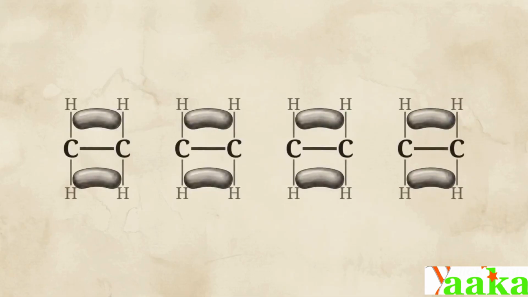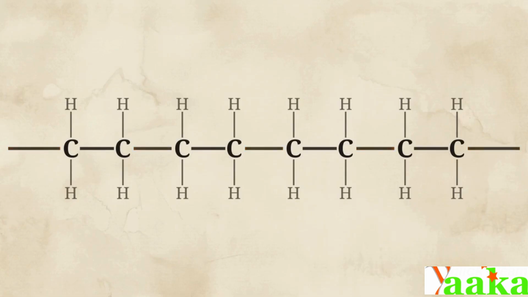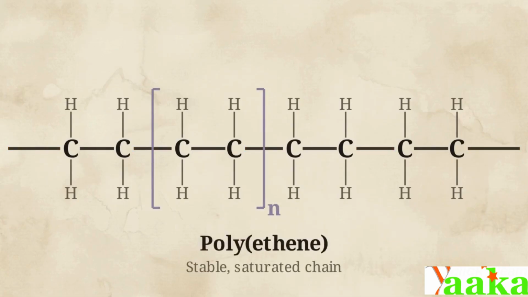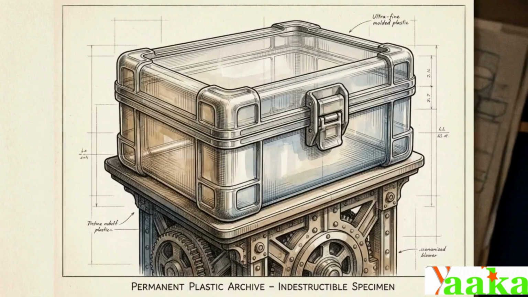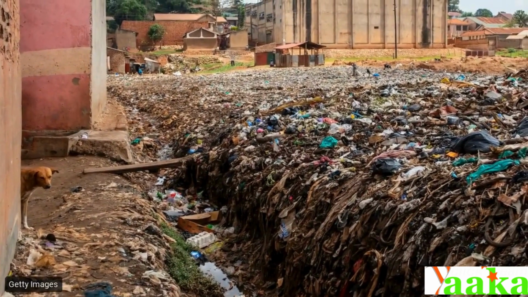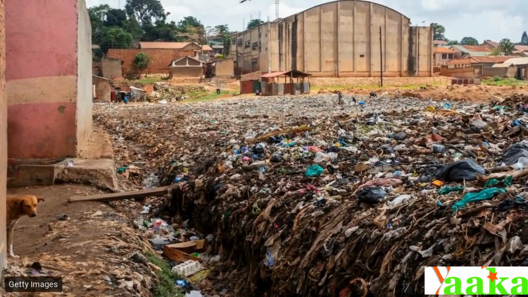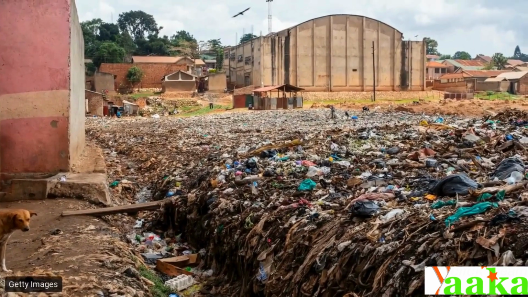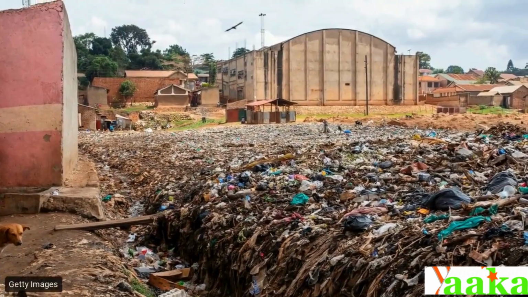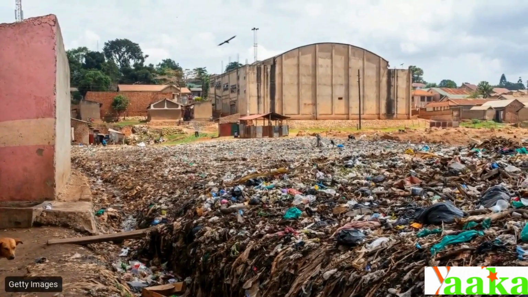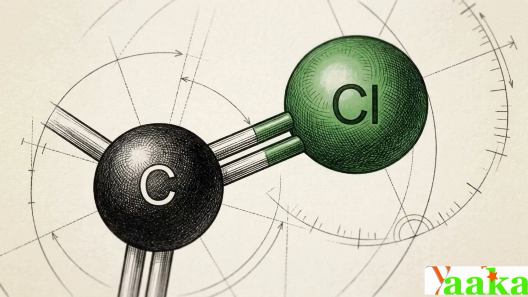Under high pressure, the pi bonds of ethene molecules continuously break and reattach, constructing the massive, saturated chains of polyethene. While converting reactive alkenes into stable alkanes creates durable materials, it also produces a significant environmental challenge. Because these saturated polymer chains resist degradation, discarded plastics, like those in this urban waste pile, persist in the environment for centuries. We move to the alkyl halides, where carbon bonds to a halogen like chlorine or bromine.